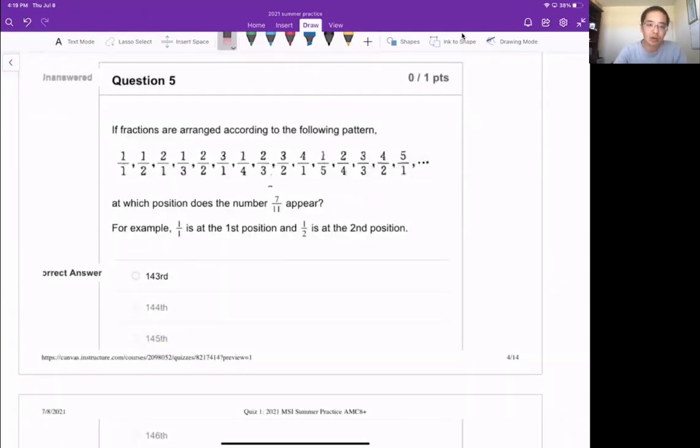Question number 5. If fractions are arranged according to the following pattern, at which position does the number 7/11 appear? First of all, let's identify the pattern of the sequence. The first one is just 1/1, right, which has 1 here. The second section is from 1 to 2, right? Numerators go up from 1 to 2, and denominators go down from 2 to 1, right?